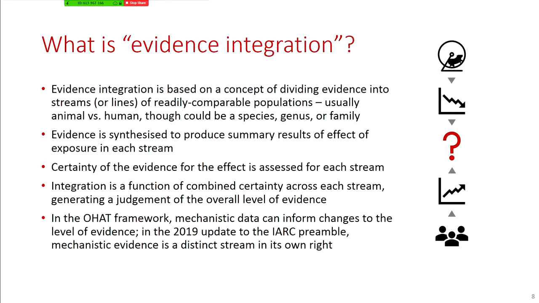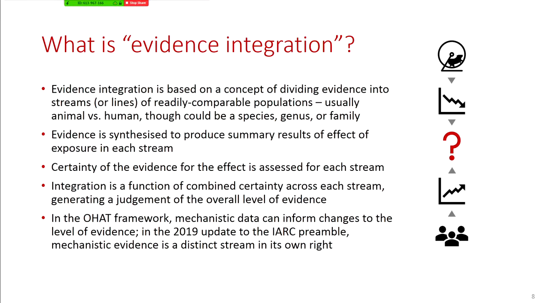So the current approaches to evidence integration are based on a concept of dividing evidence into streams or lines, right? So EFSA uses the term lines. I think I heard lines somewhere else. NTP and EPA use streams. Evidence is synthesized within each stream. So you synthesize the rat studies over here, and you synthesize the human studies over here, and you determine the certainty in the results of each of those individual systematic reviews.